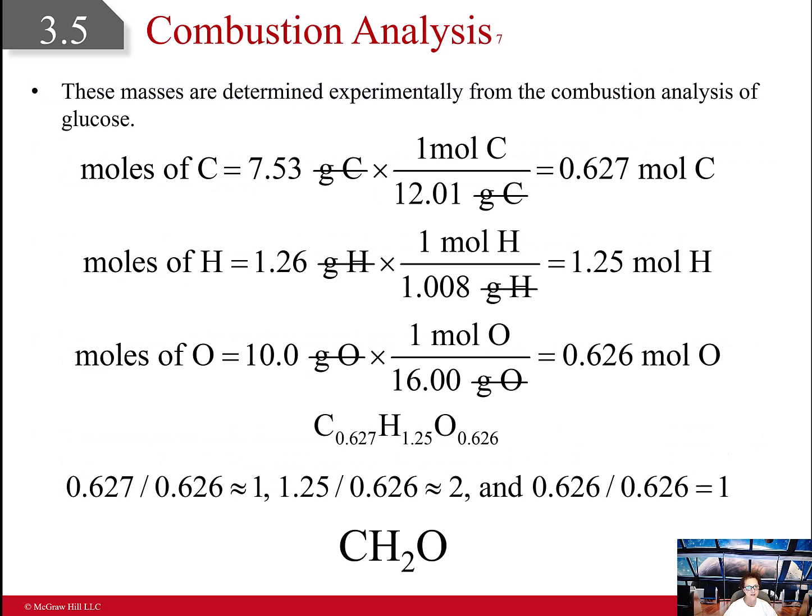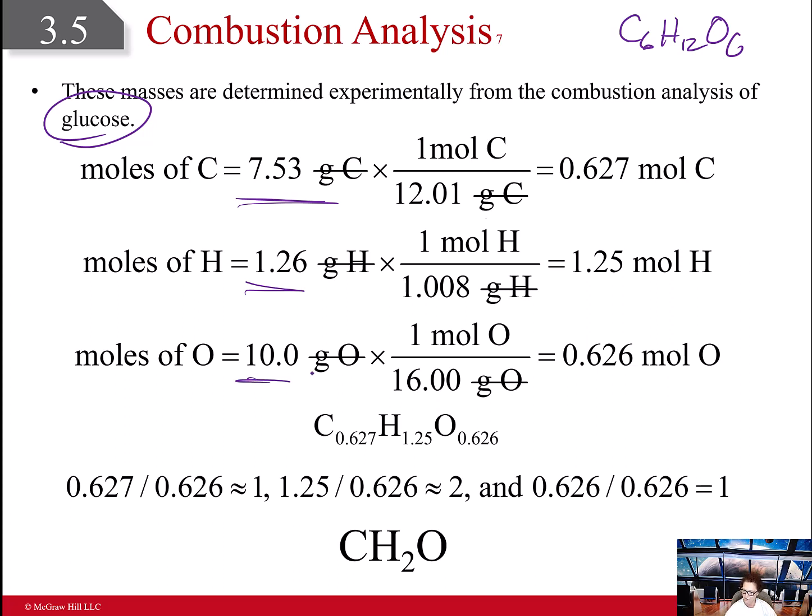So these masses were determined experimentally from the combustion of glucose. Remember, we have C6H12O6, but we may not know that. It may be unknown. We may not know if it's glucose. So when we do that, we get, and this time we already have it in grams, 7.53 grams of carbon, 1.26 grams that we absorbed of hydrogen, and 10 grams of oxygen.